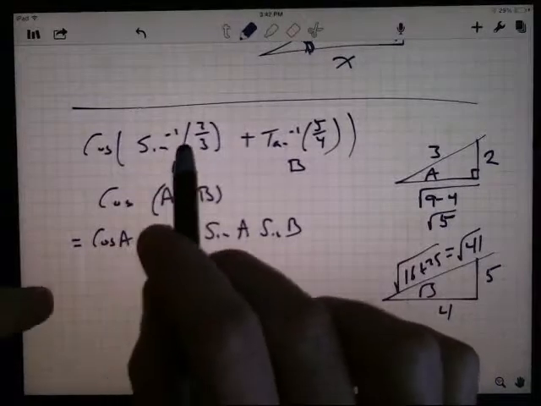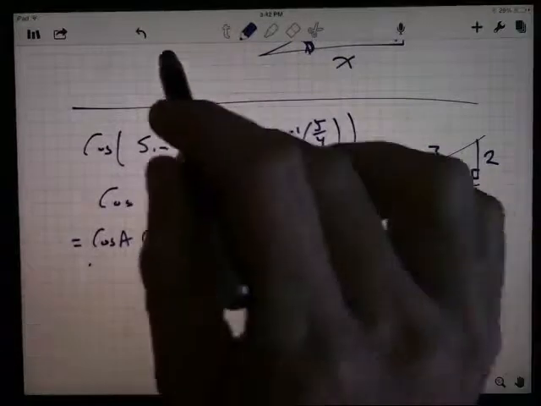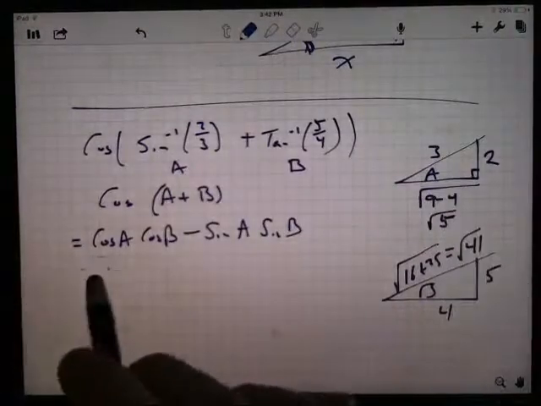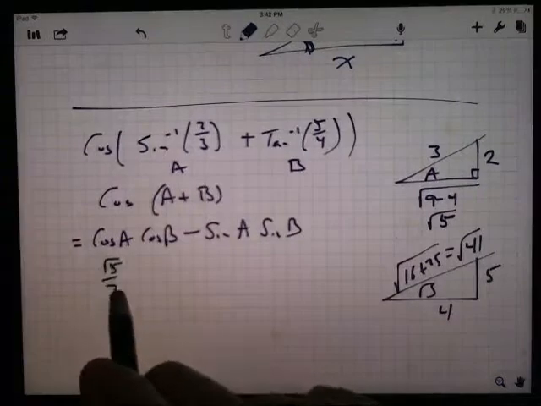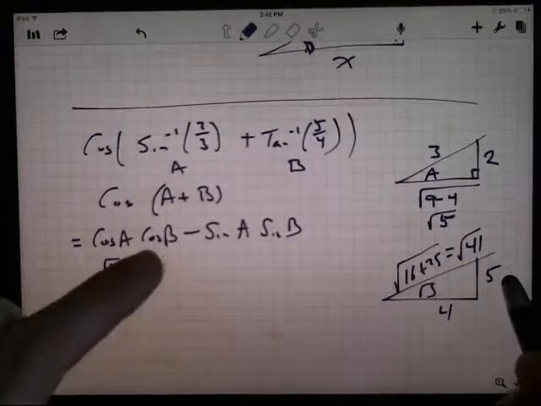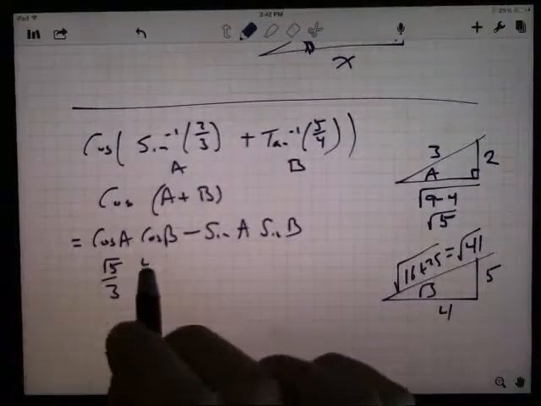So, what do I know? A was the angle whose sine is 2/3. So what's the cosine of A? Well, it's the square root of 5 over 3. B was the angle whose tangent is 5/4. What's the cosine of B? Well, it's 4 over the square root of 41.